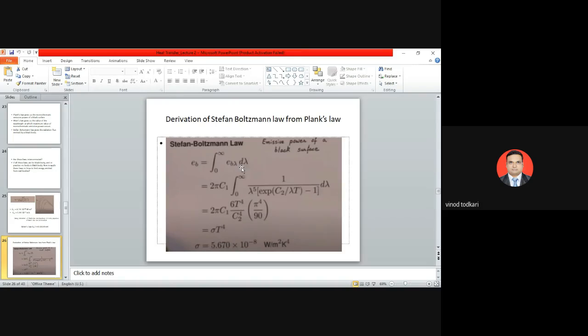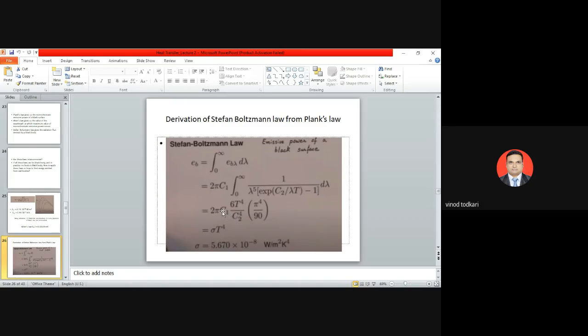What is EB lambda? It is monochromatic emissive power of a black body. The value given by Planck is 2 pi c1 upon lambda raised to 5 into bracket e raised to c2 upon lambda t minus 1. If I substitute this value, 2 pi c1 is constant. I can take it outside the integration. This will be left inside the integration. If you work out this integration, a simple integration, you will get this.